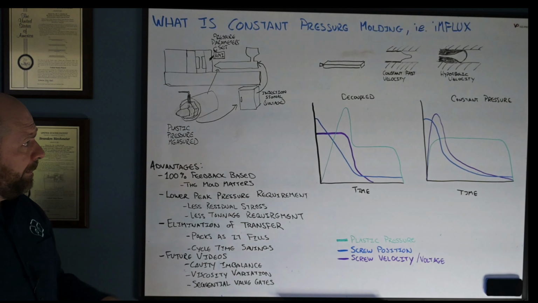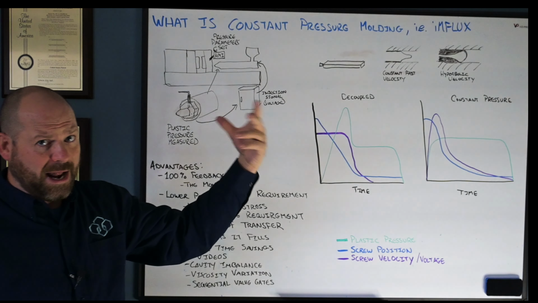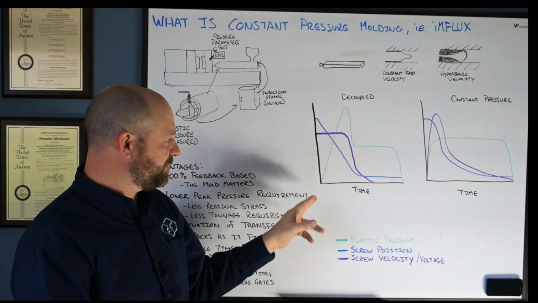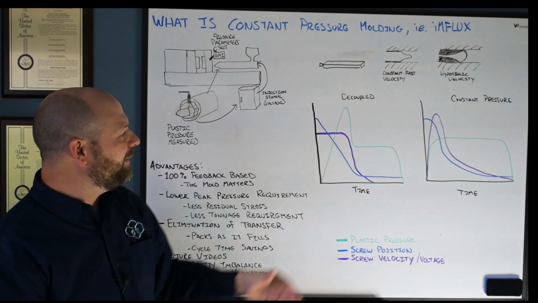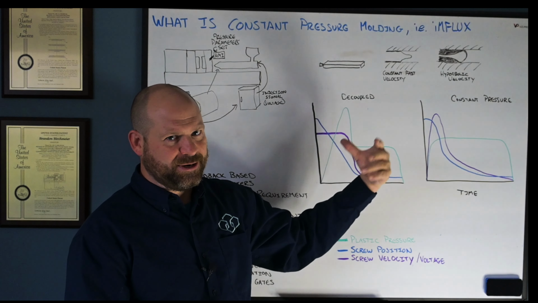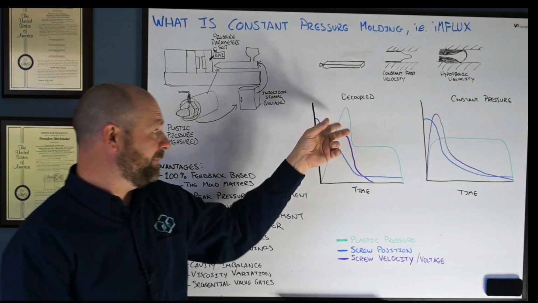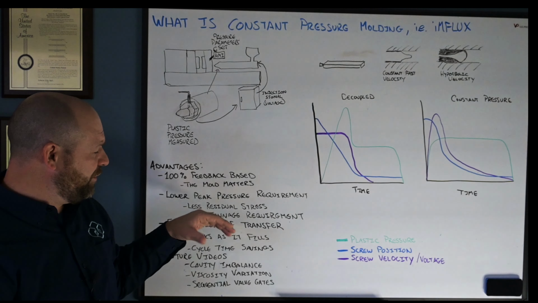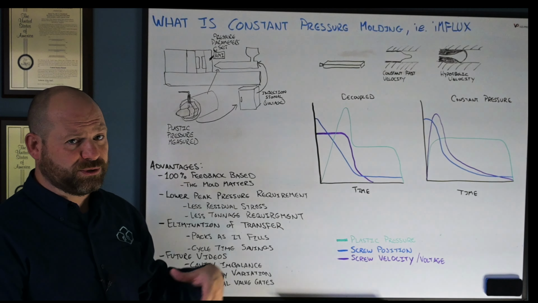Lower peak pressure requirements. Again, if I'm using high, rheology-based fill speeds, I'm going to generate a bit of pressure as that flow front continues on this part, as seen here. In a constant pressure process, that peak pressure is going to be about 30 to 50% less than it is in a decoupled process. And that's giving you a few examples of a few benefits.